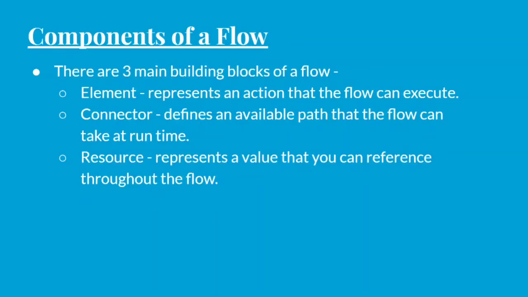Then you have something called a connector. A connector defines an available path that the flow can take at runtime. Basically, a connector is a guided path. If this happens, after that this event will happen, after that this will happen. That roadmap for the flow to follow whenever it is run is defined by the connector.